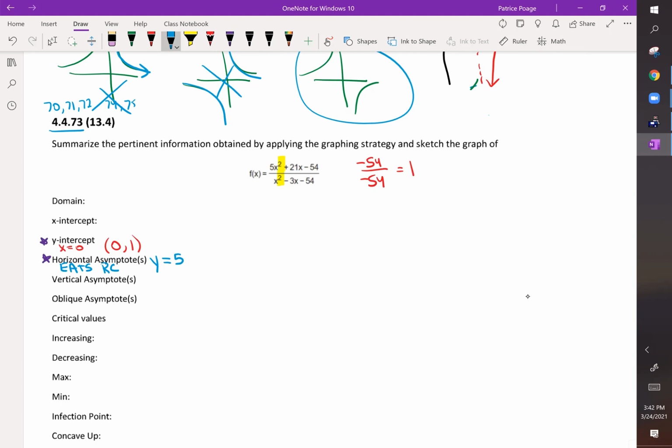Just jumping ahead, I see it says oblique asymptote. Go ahead and put none by that one because it will always be none for our class. What is oblique asymptote? Oh, that's where like the numerator has an exponent 1 higher than the bottom and you do long division. It's awful.